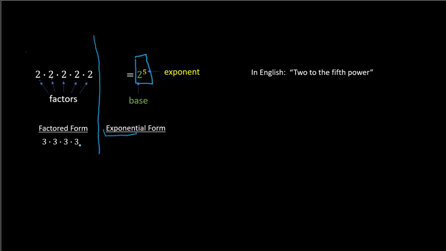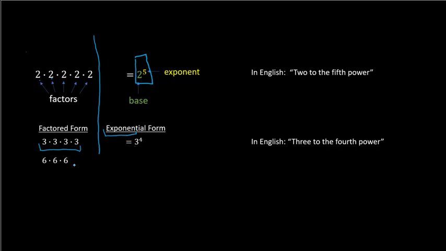Well, the way we do this is the base is 3. The exponent is going to be a 4. So we can write this as 3 to the 4th power. The 3 is the number being repeated, so the 3 goes on the bottom. And there's 4 3's, so the 4 is going to be your exponent. And again, in English, we would state this as 3 to the 4th power.